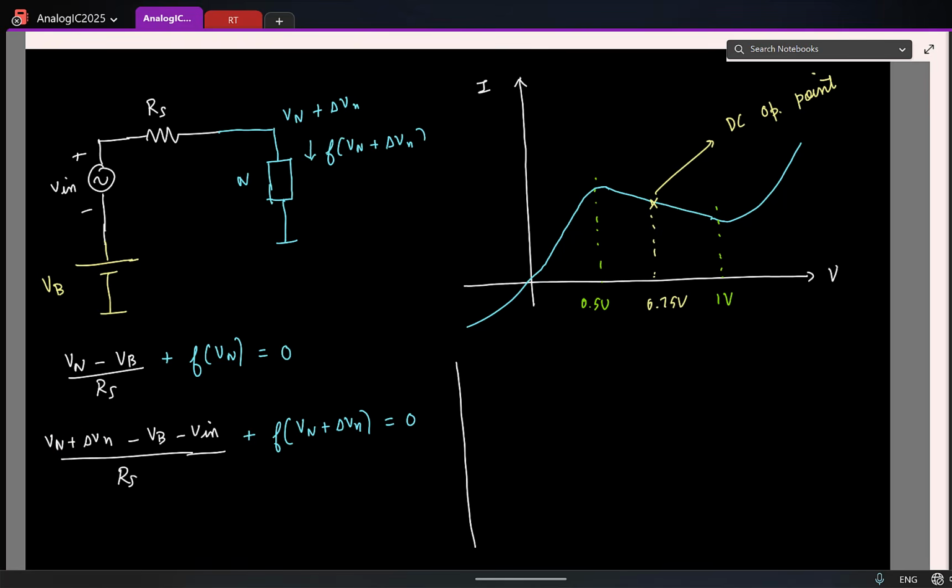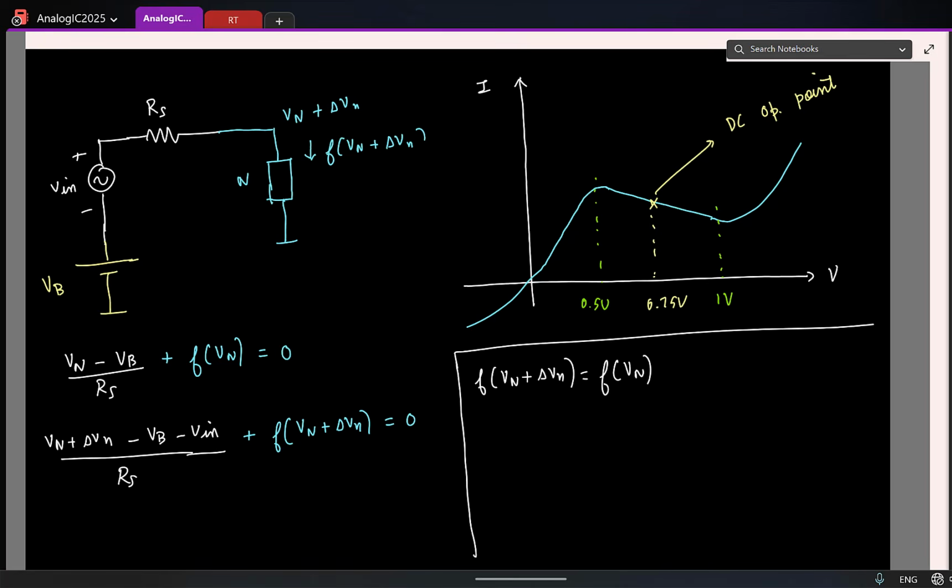Now time travel to your 11th or 12th standard. Let us say I have a function like this. Let us say I already know what is f of Vn. I want to find what is f of Vn plus a small change. How do you find it? Use Taylor series. Taylor series, you guys remember? Not Taylor Swift, Taylor series, okay? So how do you expand this now? f around Vn.